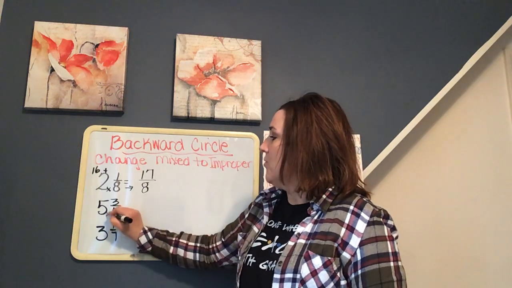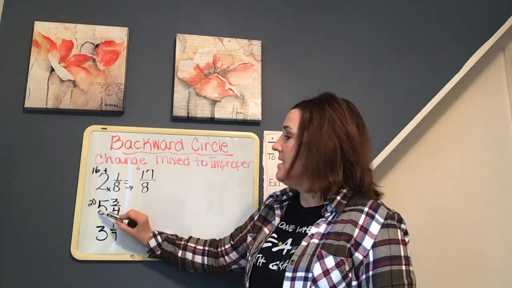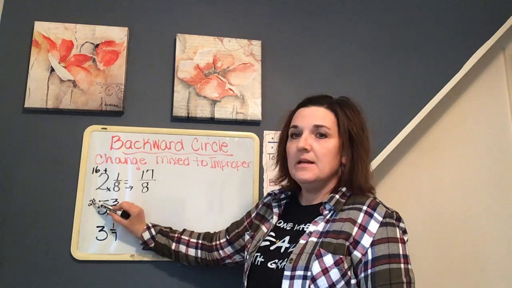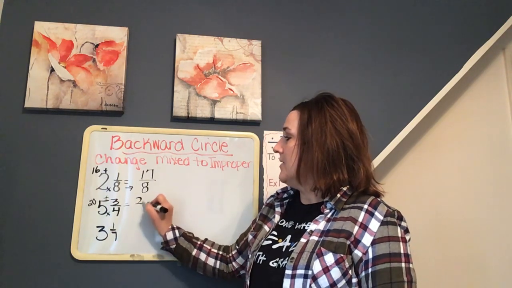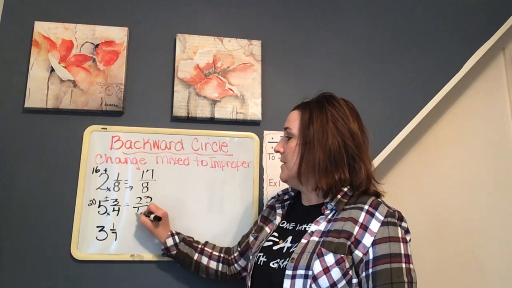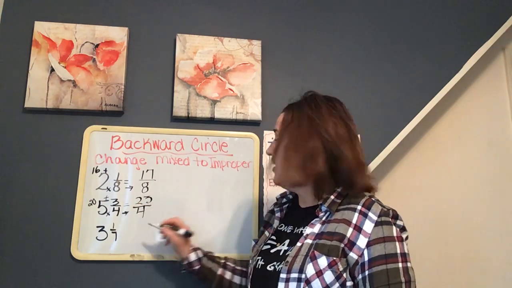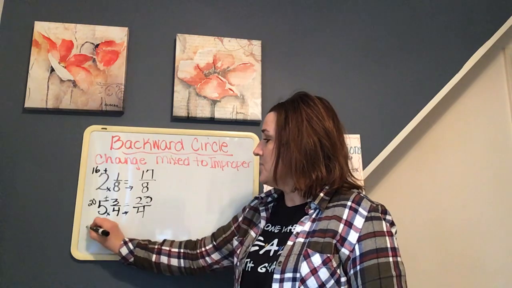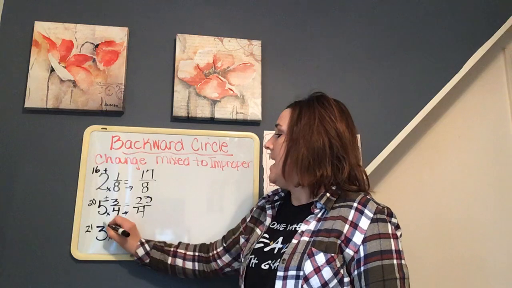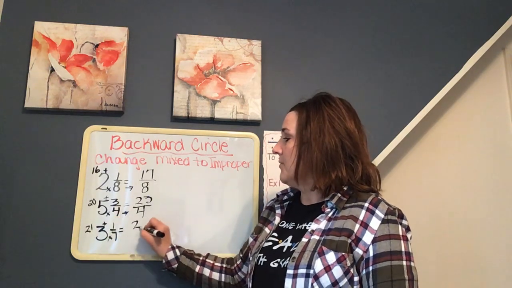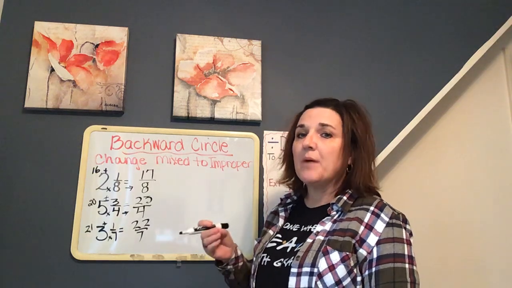Second one, 4 times 5 is 20. Multiply the denominator times the whole number, get an answer, add that answer to the numerator, get a new numerator, which is going to be large, and that denominator never changes. One last one. 7 times 3 is 21. So multiply that denominator times the whole number, add that numerator. We're going to get 22/7.